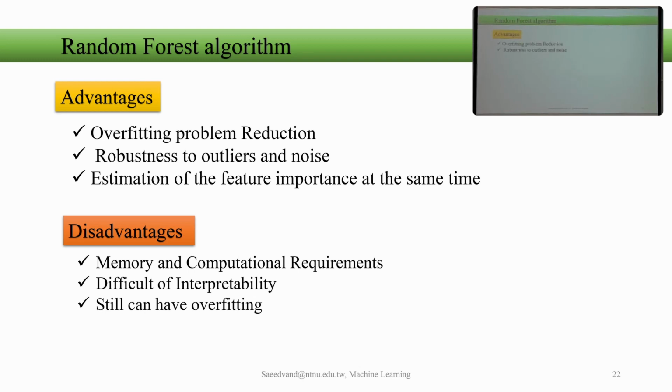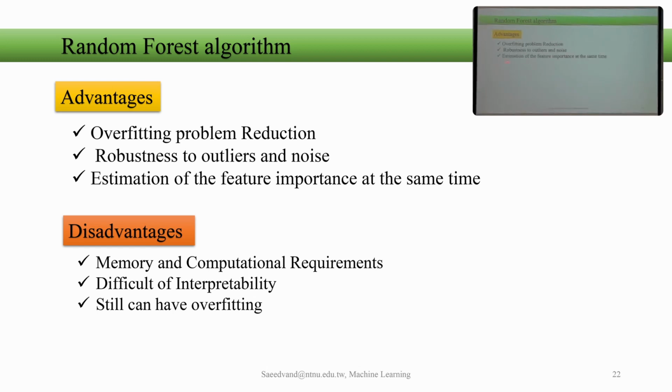What are the advantages? The overfitting problem is reduced with random forest in comparison to decision tree. It's more robust to outliers and noise because you are using random features and random data.